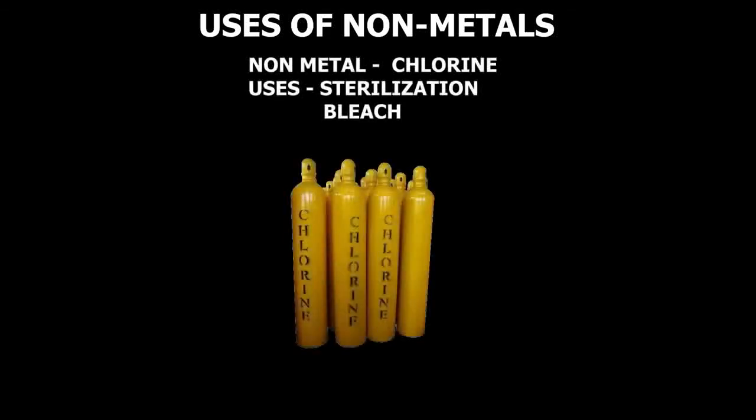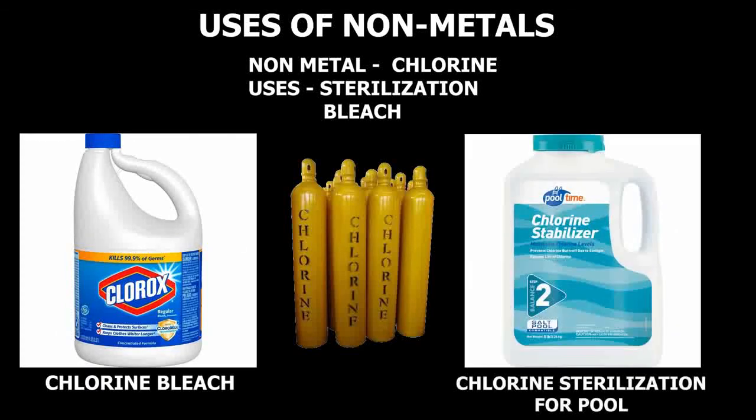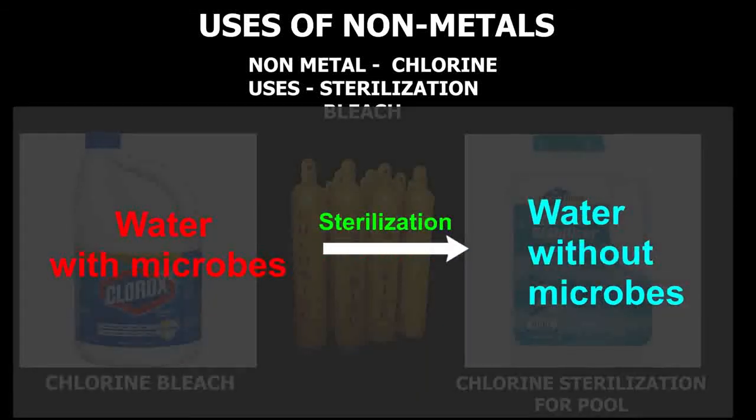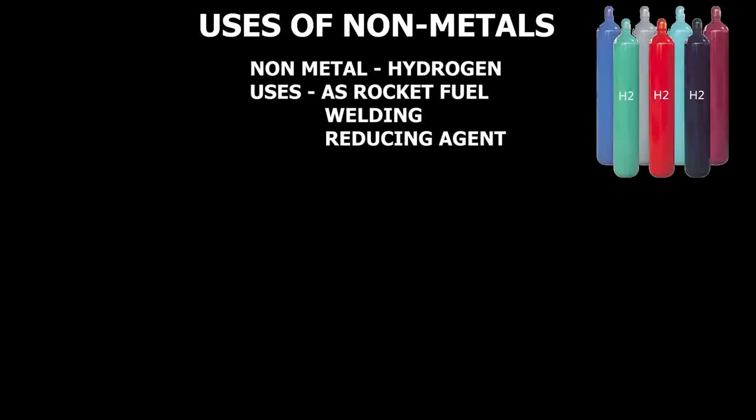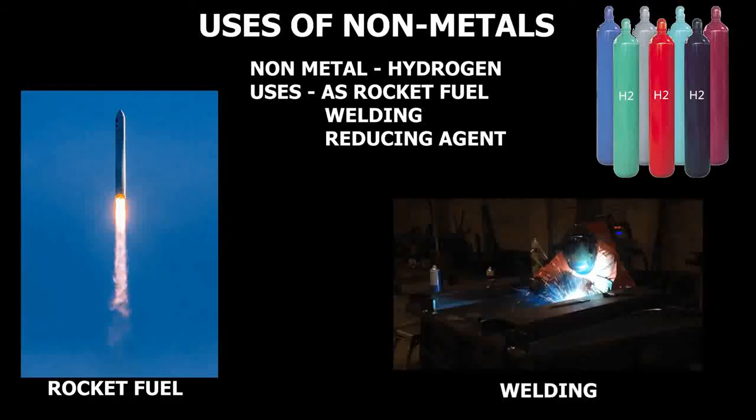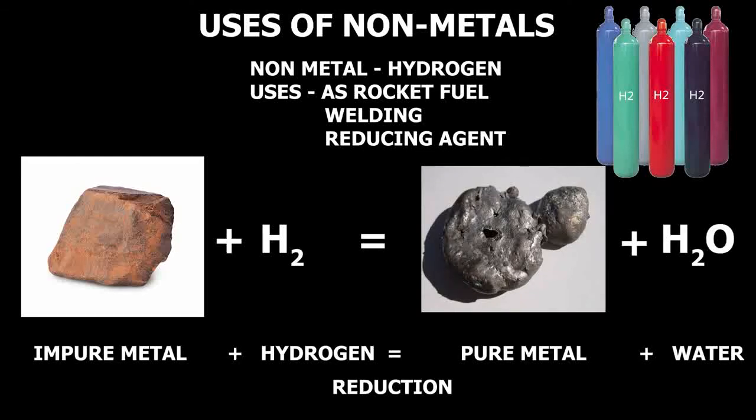Chlorine is helpful in killing dangerous microbes and thus it is used as a bleaching agent and in sterilizing water. Sterilizing is the process in which harmful microbes are removed from something. Hydrogen is used as a rocket fuel and hydrogen flame is used for cutting and welding purposes, as well as a reducing agent. Reduction is the process by which pure metals are obtained in a chemical reaction.